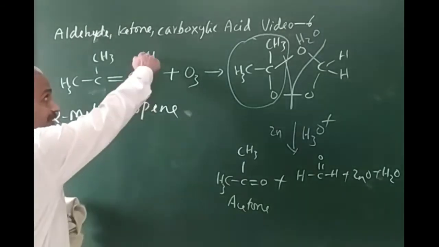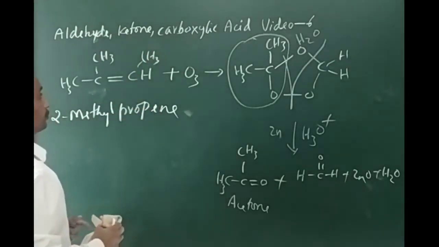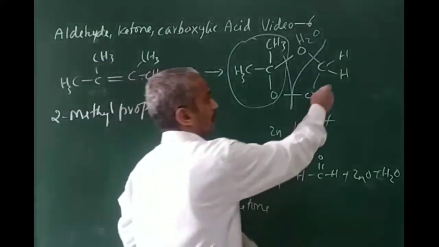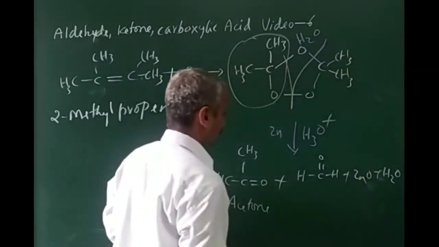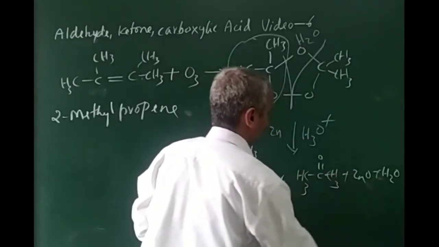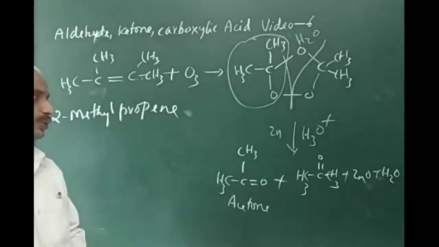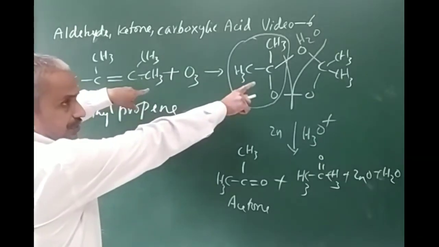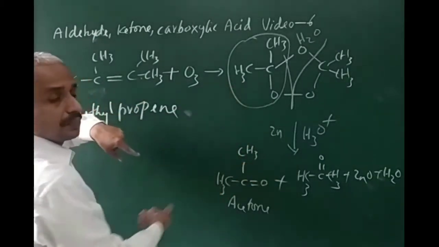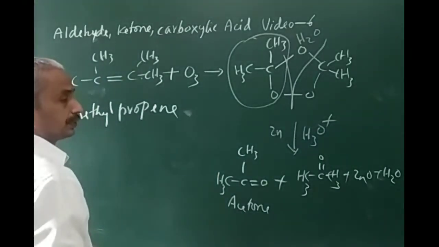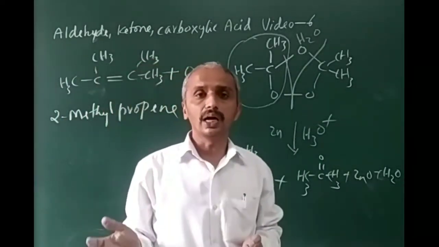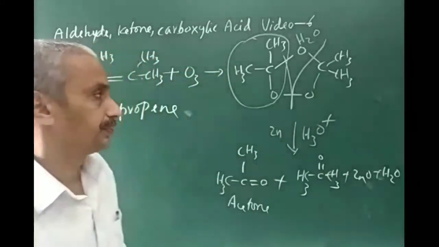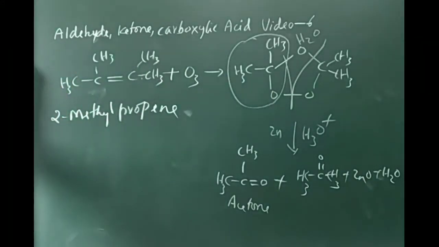Now, if I take a substitution here also, CH3, along with your CH3, then what happens there? This becomes CH3, this also becomes CH3, then this becomes CH3, this becomes CH3. Means I am going to get only the ketone also. Again, if this carbon chain is increased, I may get a mixture of ketone also. This is how to get aldehyde or ketone through ozonolysis from alkene.